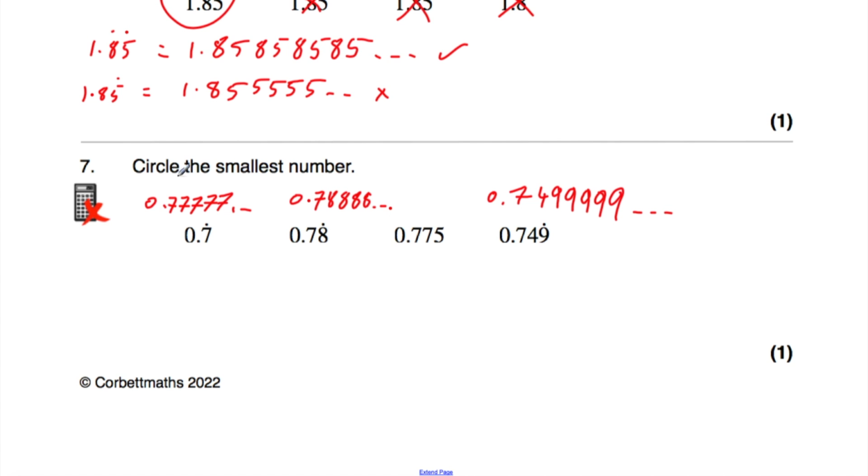So we've been asked to circle the smallest number. Let's look at the ones of the units: 0, 0, 0, 0. That's not going to help us. Now let's have a look at the tenths: 7 tenths, 7 tenths, 7 tenths, and 7 tenths. That's not going to help us. Let's now have a look at the hundredths: 7 hundredths, 8 hundredths, 7 hundredths, and 4 hundredths. So that means this is the smallest number: 0.749 reoccurring. Okay, let's have a look at our next question, question number 8.